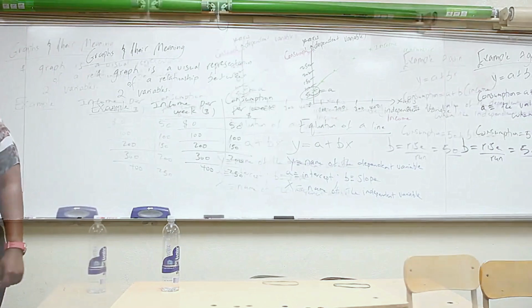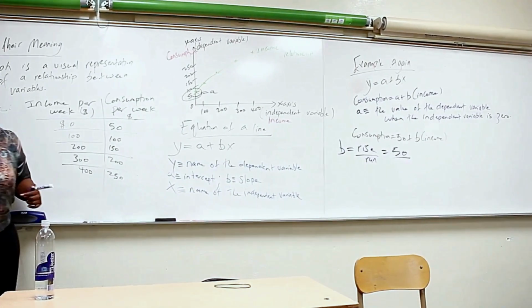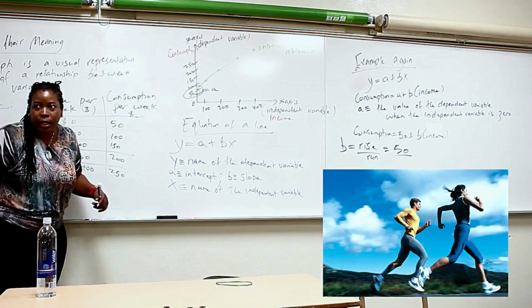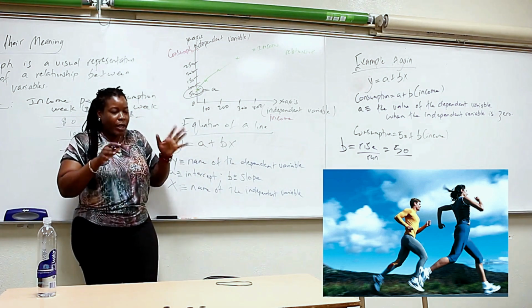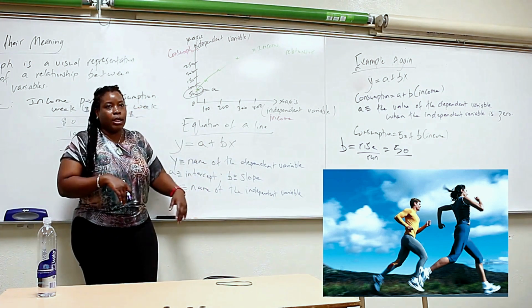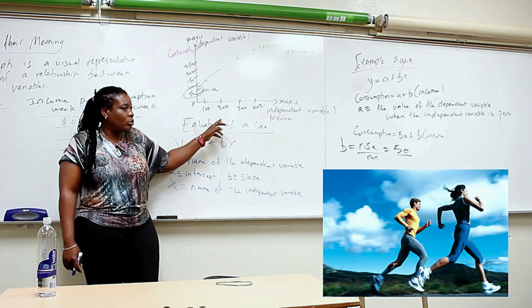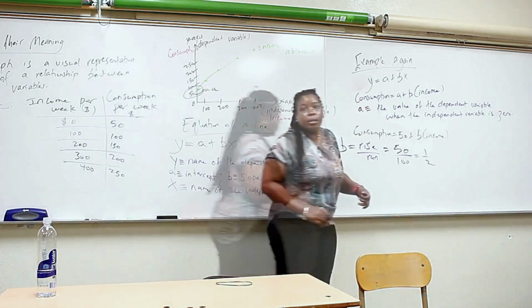Keep your hand up. When you run horizontally, you run on the ground. You don't run on walls. You're not Spider-Man. So you run horizontally. So the movement on the horizontal axis is the run. You're running horizontally. 0 to 100, what's the run? 100 to 200? 200 to 300? 100. That's your slope.